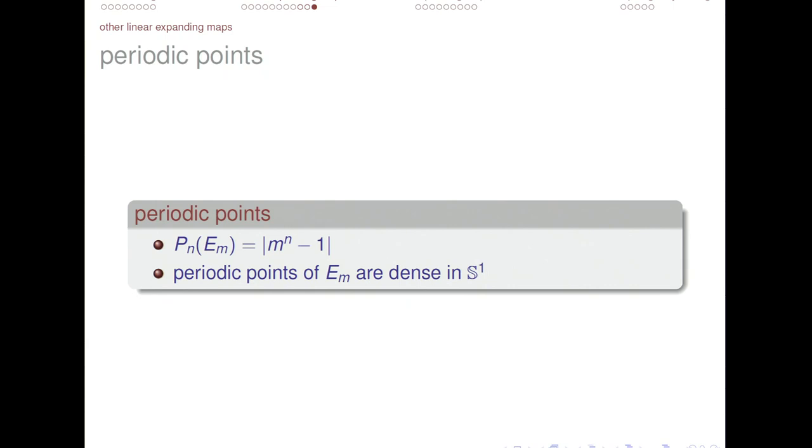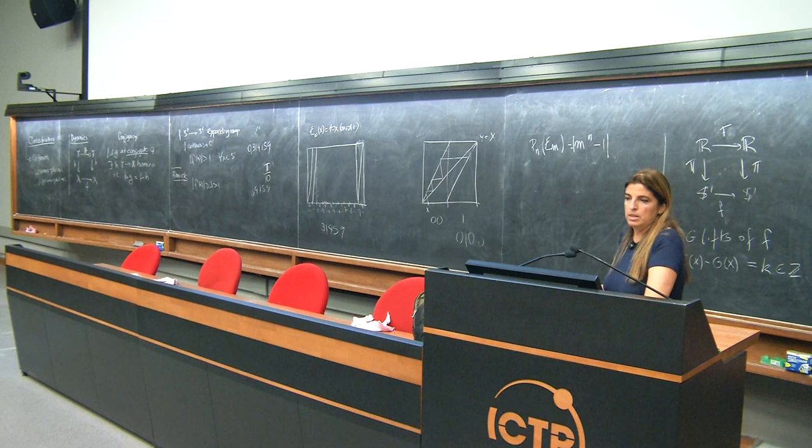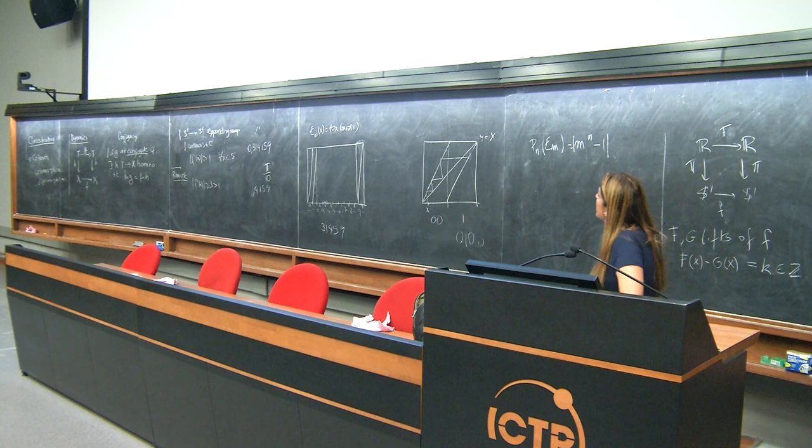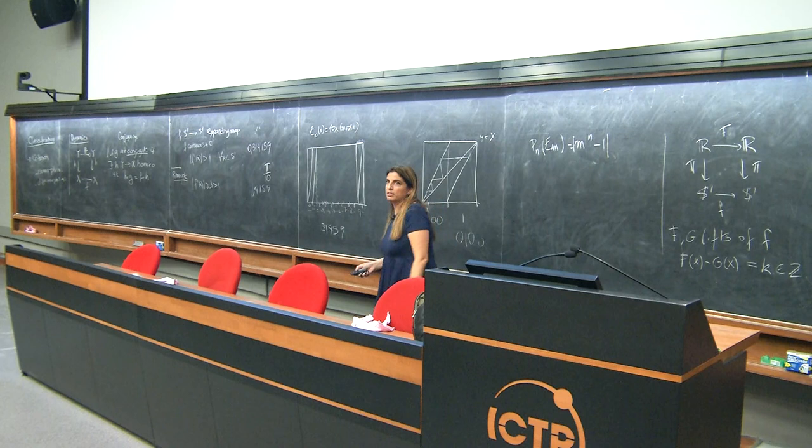This will happen with any expanding map, not only for the linear expanding maps, but this will be a consequence of our classification, okay? So we are going to show that these are dense. And we are going to show that this is the number. And this, in fact, is not going to be hard, but the main part of the proof, you are going to make it, because it's an exercise.